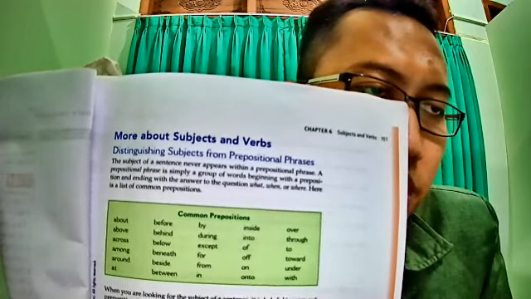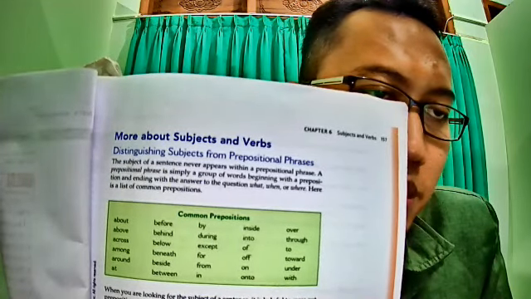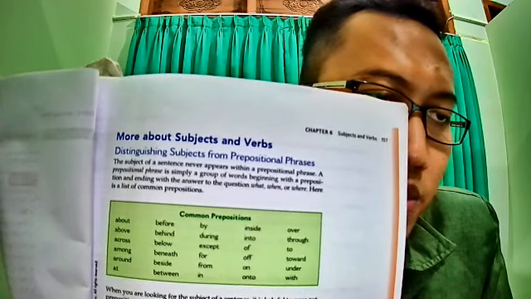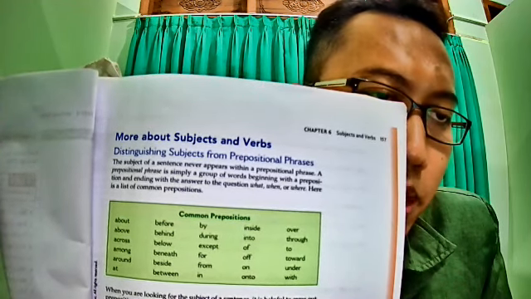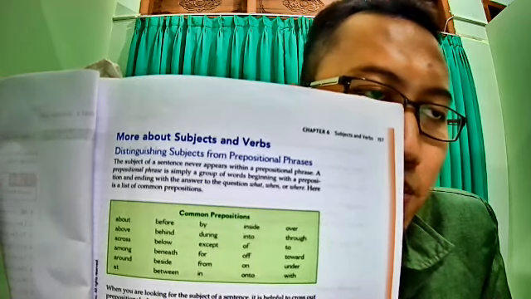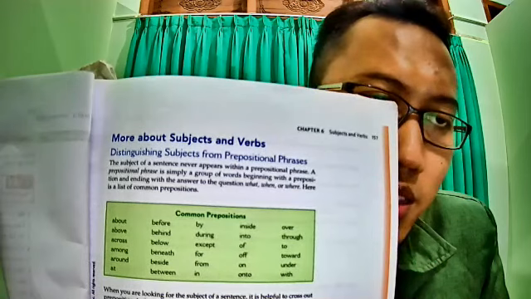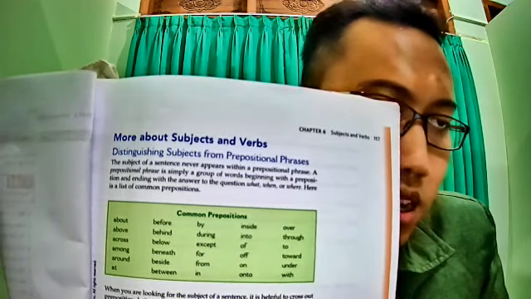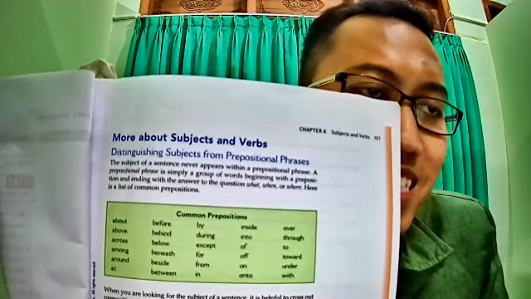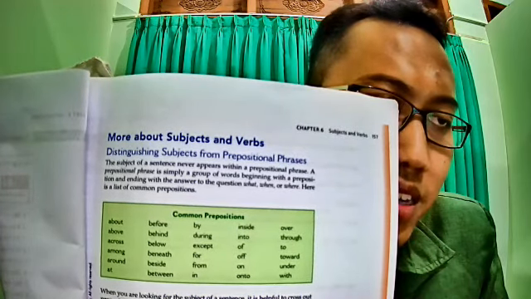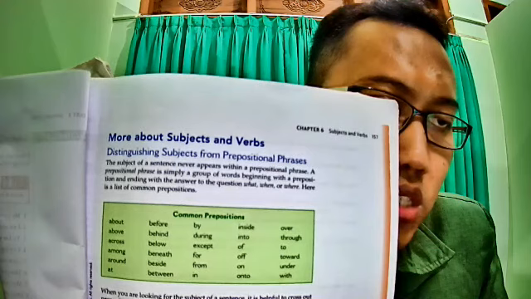Yeah, more about subject and verbs. Ya, in bahasa Indonesia it means hal yang lain tentang subjek dan kata kerja. Distinguishing subject from prepositional phrase, membedakan antara subjek dengan frase preposisi. Ya, the subject of a sentence never appears within a prepositional phrase. Ya, subjek dalam sebuah kalimat tidak akan muncul di tengah-tengah frase preposisi.